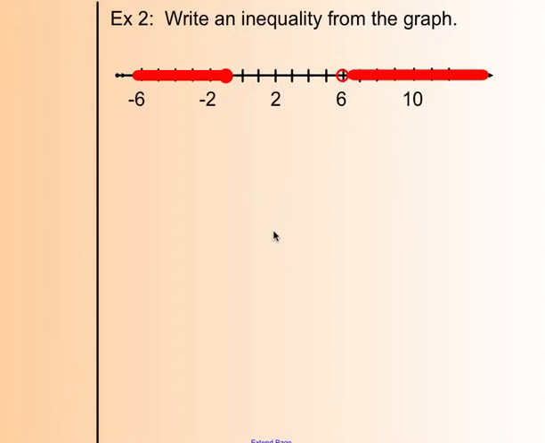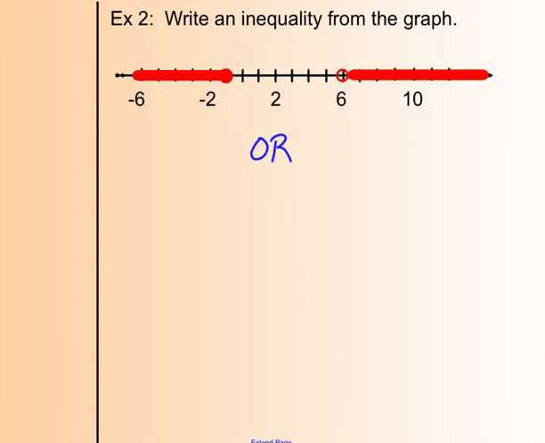Okay. Our next example, we're going to be writing the inequality from the graph. So the first thing that I notice is that there is a piece in the center where they don't meet. This looks to me like the or inequality that we just graphed. So I'm thinking we have an or statement.